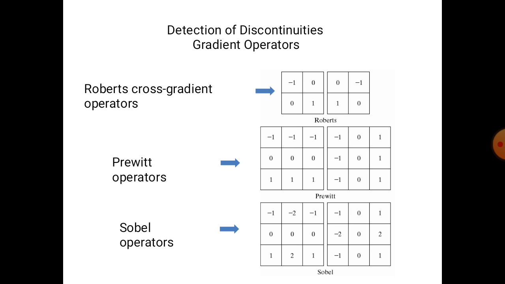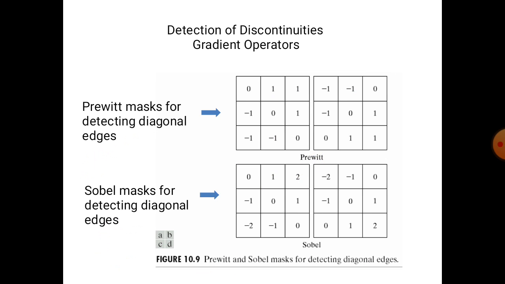Here these masks are known as the Prewitt operators, and these are the Sobel operators. In this, the difference between the third and first row of the 3 by 3 region approximates the derivative in the x direction, and the difference between the third and first column approximates the derivative in the y direction. So we would expect these approximations to be more accurate than the approximation obtained using the Roberts operators.